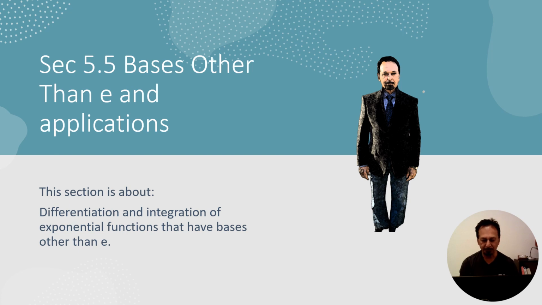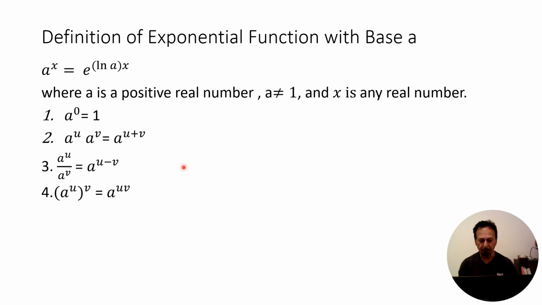This section is about differentiation and integration of exponential functions that have bases other than e. Definition of exponential function with a base: a to the x is e to the natural log of a times x, where a is a positive real number, and a cannot be 1, and x is any real number.